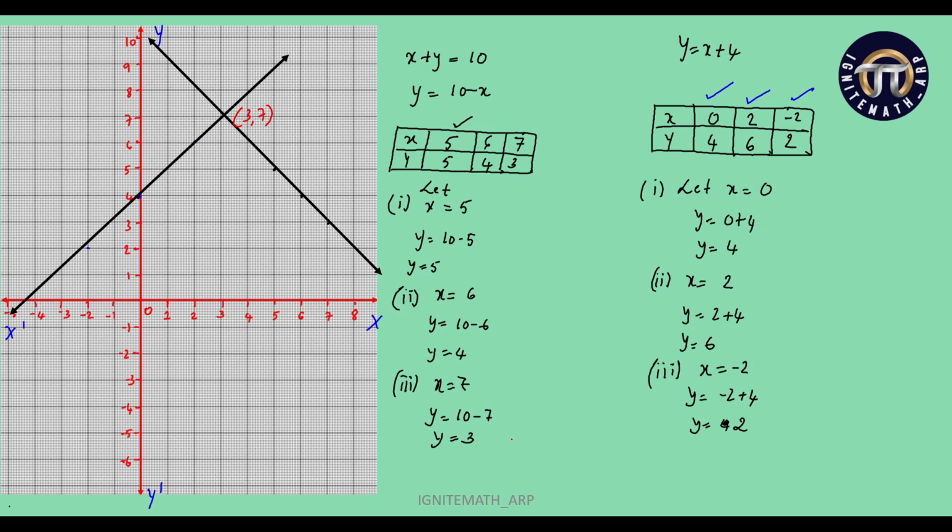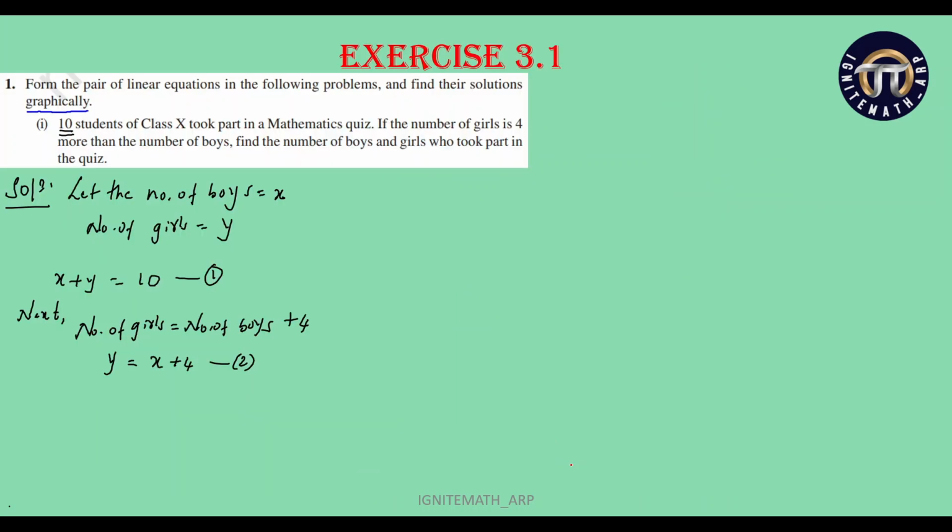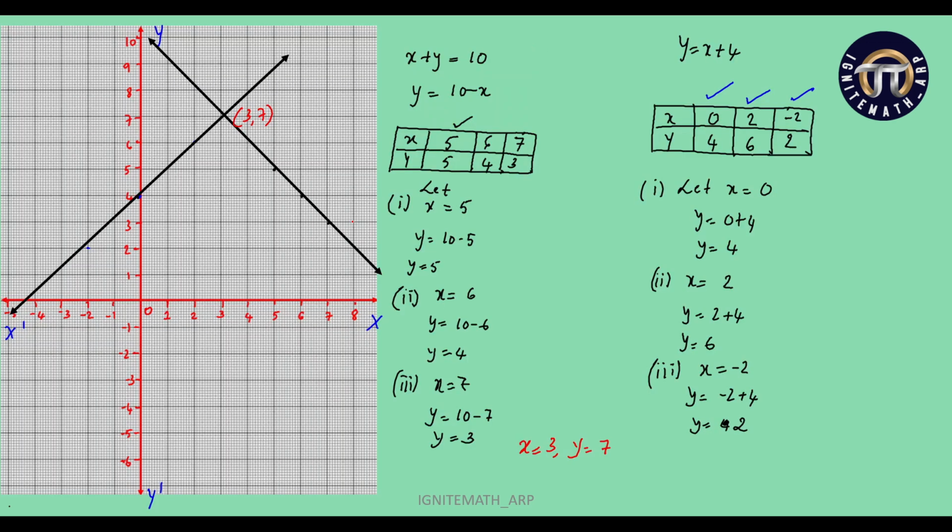Here I get x is equal to 3, y is equal to 7. What have I taken x and y as? X I have taken as number of boys, y I have taken as number of girls. So I can conclude that, please don't forget to mention the conclusion, number of boys is equal to 3 and number of girls is equal to 7.